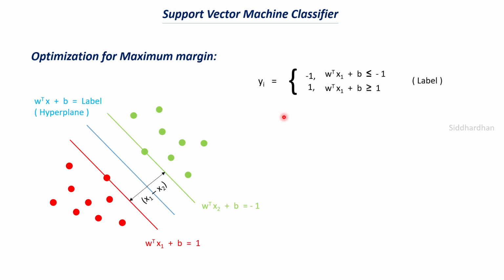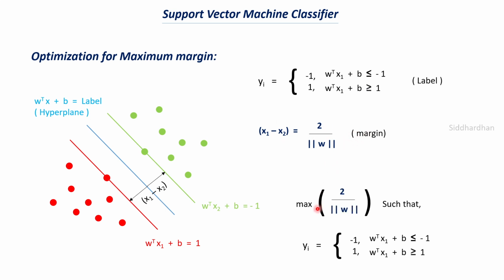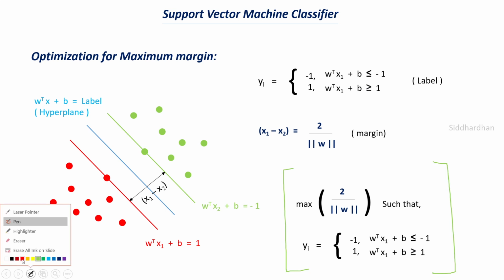Okay, and now we know that we have the margin. So x1 minus x2 is equal to 2 divided by norm of w. Our goal here is to have the maximum margin, so we can write this as maximizing 2 divided by norm of w, which is our margin, such that my yi should be -1 when this particular value is less than -1, and my yi, the label value, should be +1 if my value is greater than 1. This is the important thing that we need to remember. I'll put this in a bracket. This is very important for us, so you can take a note of this if you want.